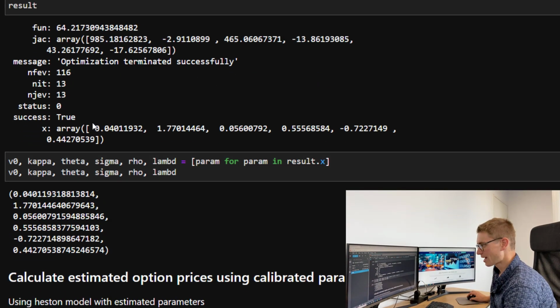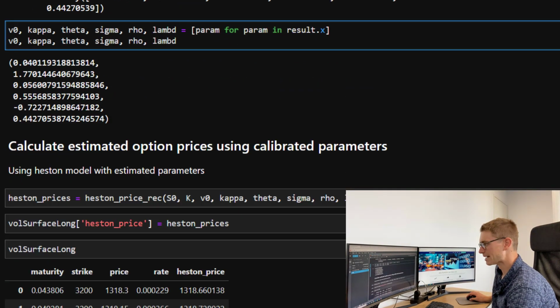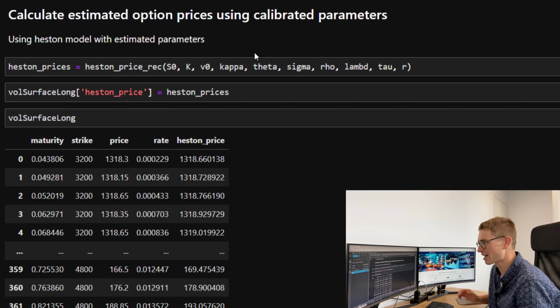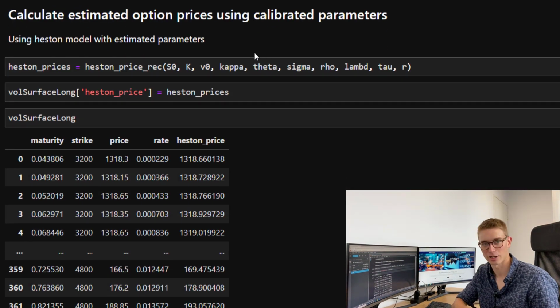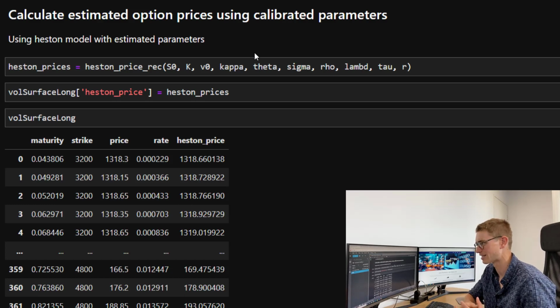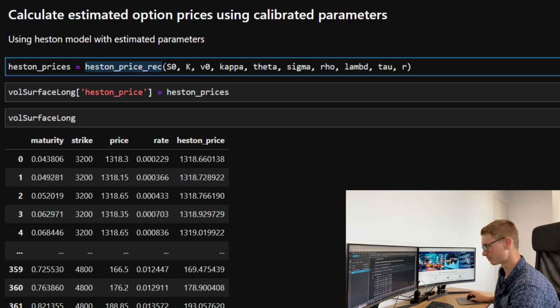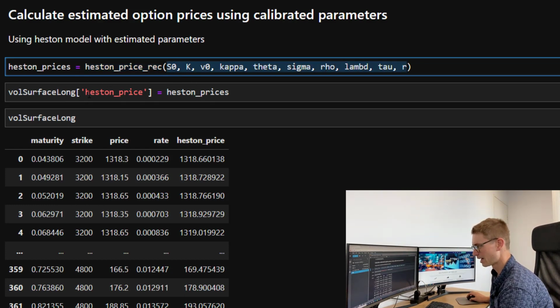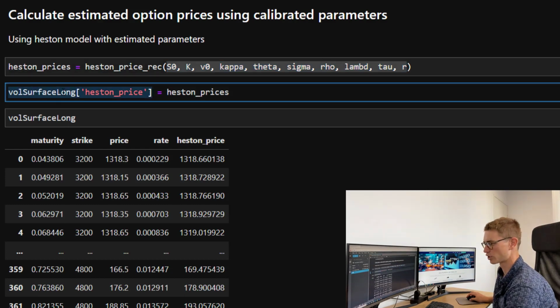As we run the result, essentially we get our values back in this X array. And here I can just define those parameters by unpacking them with list comprehension. Once I have that, I want to calculate these estimated options, and then I actually want to visualize them on a surface plot. So here I can just use the Heston price rectangular integration scheme using those variables, and then I'm just going to add that to my vol surface long pandas data frame that I had before.